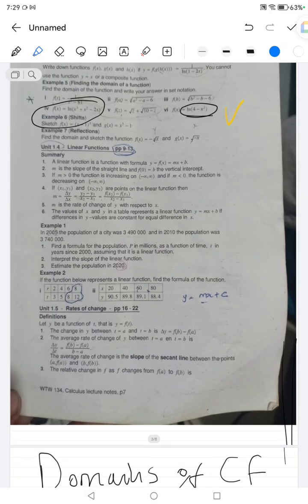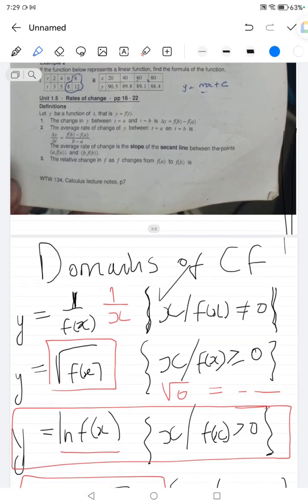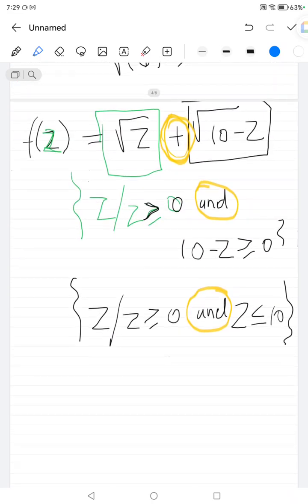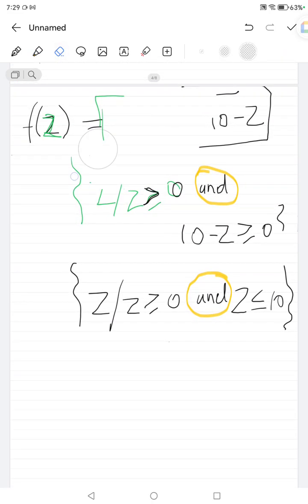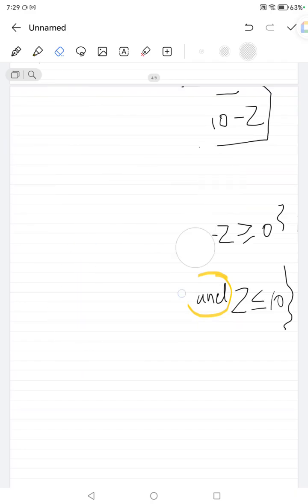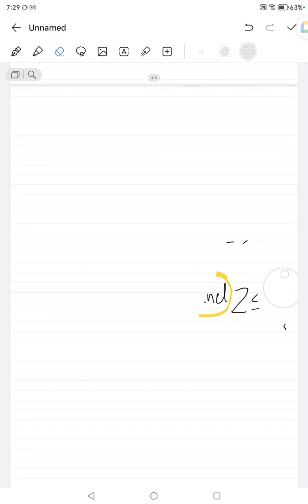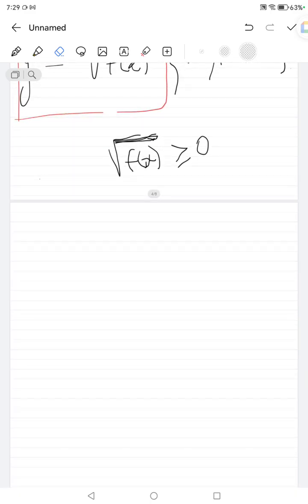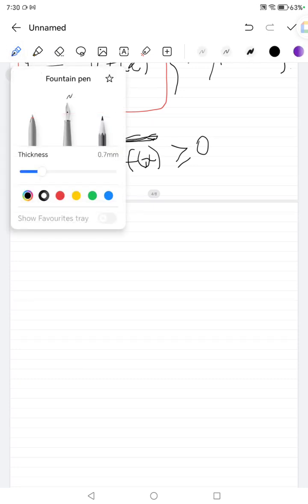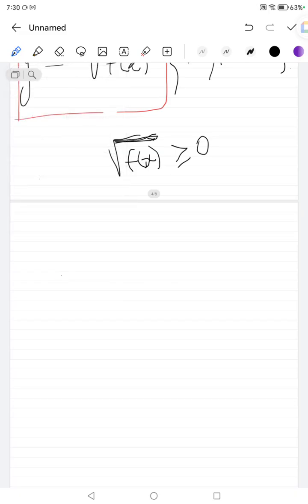Then this one, I'll just do it quickly, then we can move to the other examples. Today we should ensure that we're done with unit 1. So what do we have? We have f of x is equal to ln of 4 minus x squared.